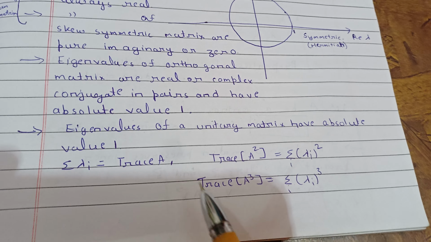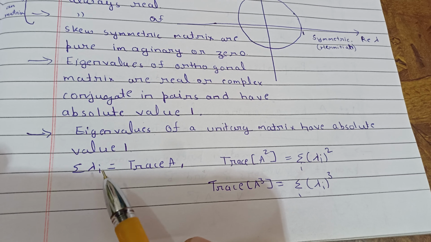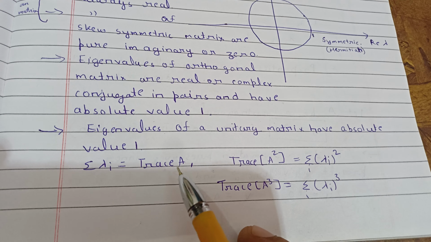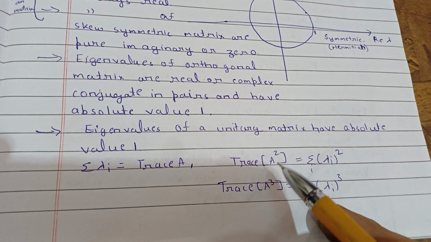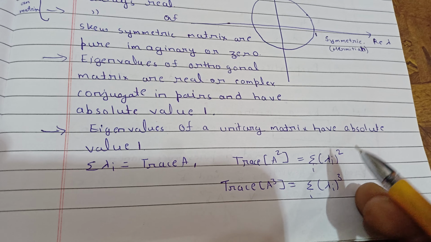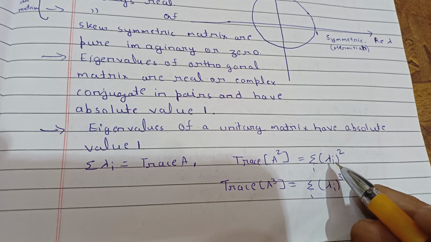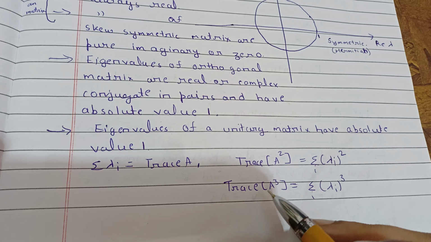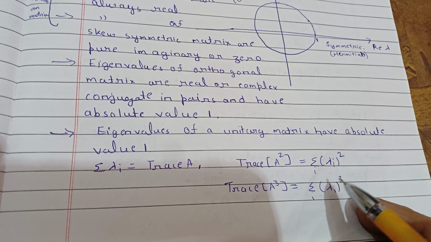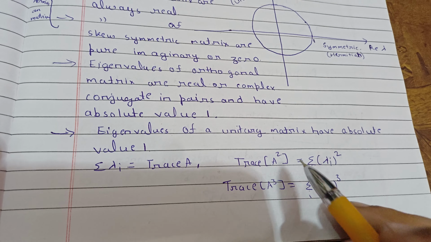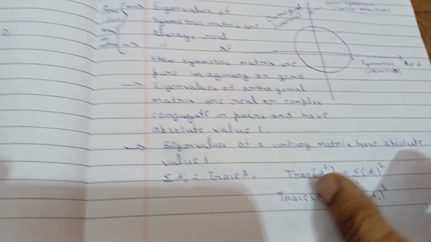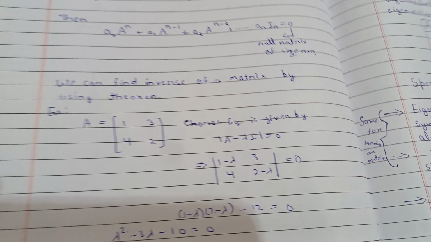Now there are these three properties: the sum of all the eigenvalues equals the trace of A, you know that. Trace of A square will be equal to the sum of the squares of eigenvalues, and trace of A cube will be the sum of cubes of eigenvalues. Just remember all three, they are very helpful. Let's see one example based on these properties.